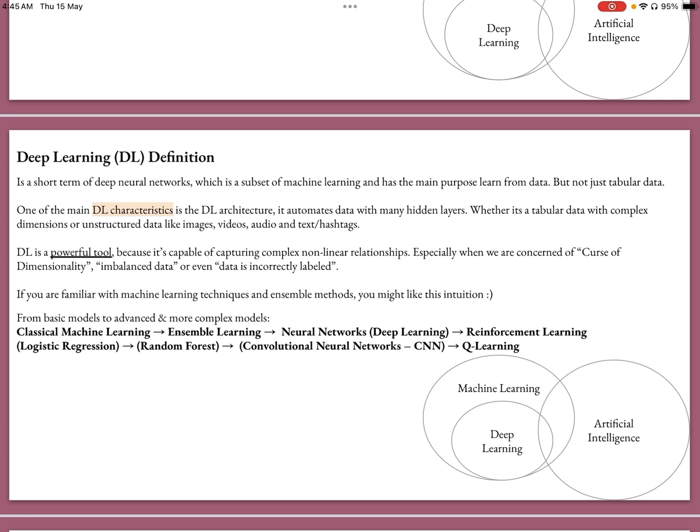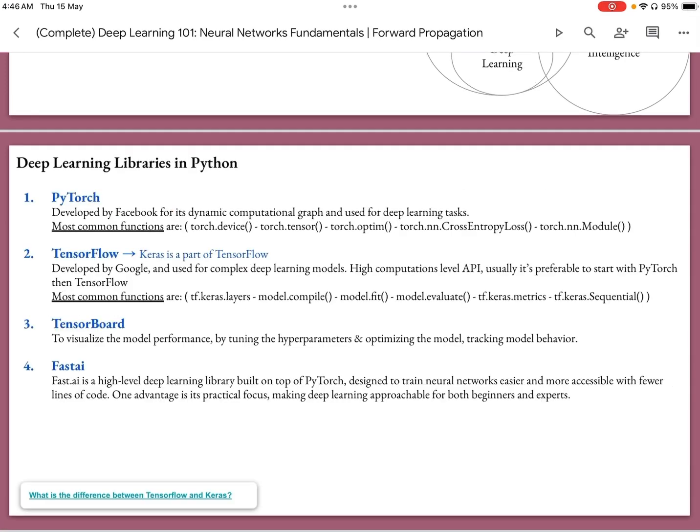Deep learning is used to solve practical tasks in a variety of fields, such as computer vision, aka images, natural language processing, aka text information, and automatic speech recognition, aka audio and videos as well. Moving on to deep learning libraries in Python, we see PyTorch, TensorFlow, TensorBoard, and FastAI.